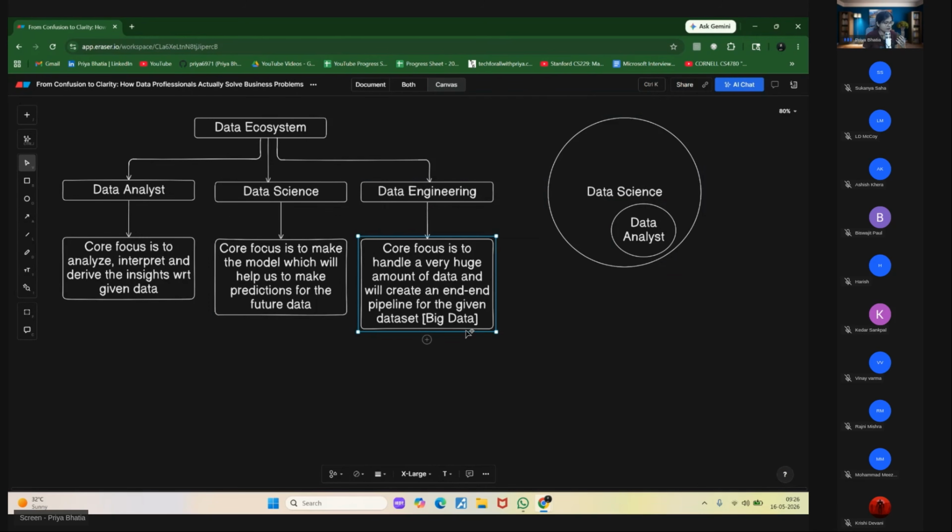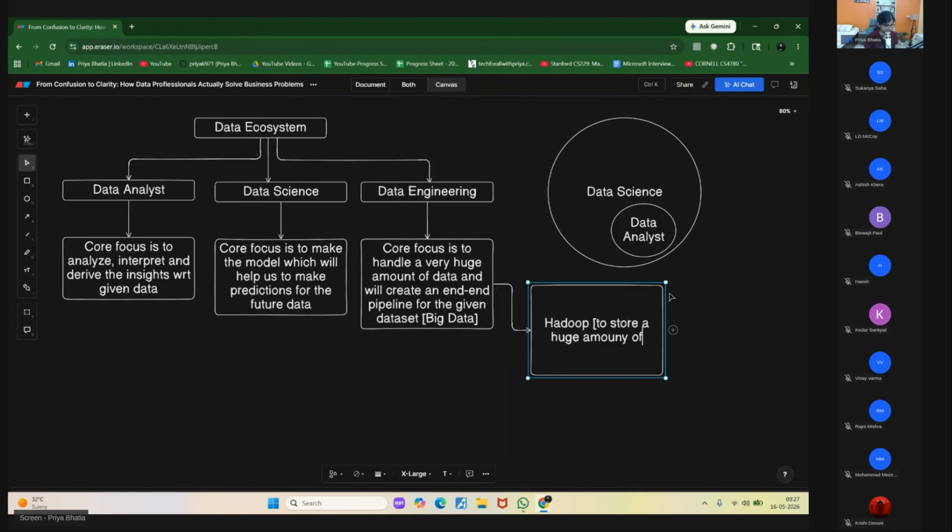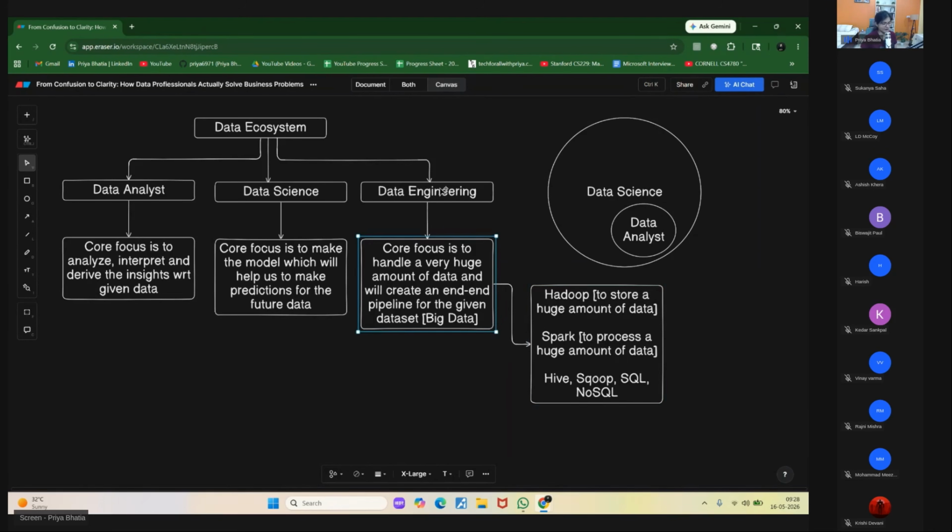So over here, if you will be able to understand, we have the systems, we have a different tech stack altogether. For example, to store a very huge amount of data, we have something called as Hadoop. To process that big amount of data, we have something called as Spark. Have you guys heard of these names? So over here, the important tech stack is, for example, we should know about Hadoop to store a huge amount of data. Whereas when we talk about Spark, it is basically used to process a huge amount of data. Apart from that, different tech stacks like Hive, Sqoop, knowledge of SQL, NoSQL, all of these things will be important, will be required when you want to enter into the domain of data engineering, DE domain.